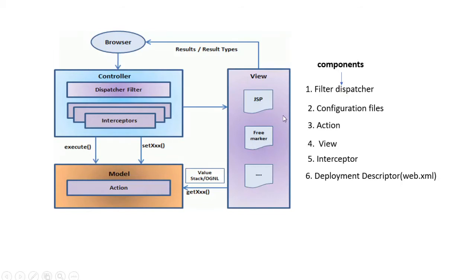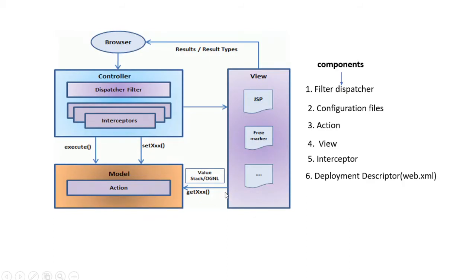Next is the view, implemented with a combination of result types and the result. Then we have the controller, which is implemented with the Struts2 dispatcher filter and the interceptors. And here you can see OGNL. The functionality of the value stack or OGNL, that is Object Graph Navigation Language, is generally to provide a common thread linking and supporting the integration between different application components. Okay, so now we will see them one by one.